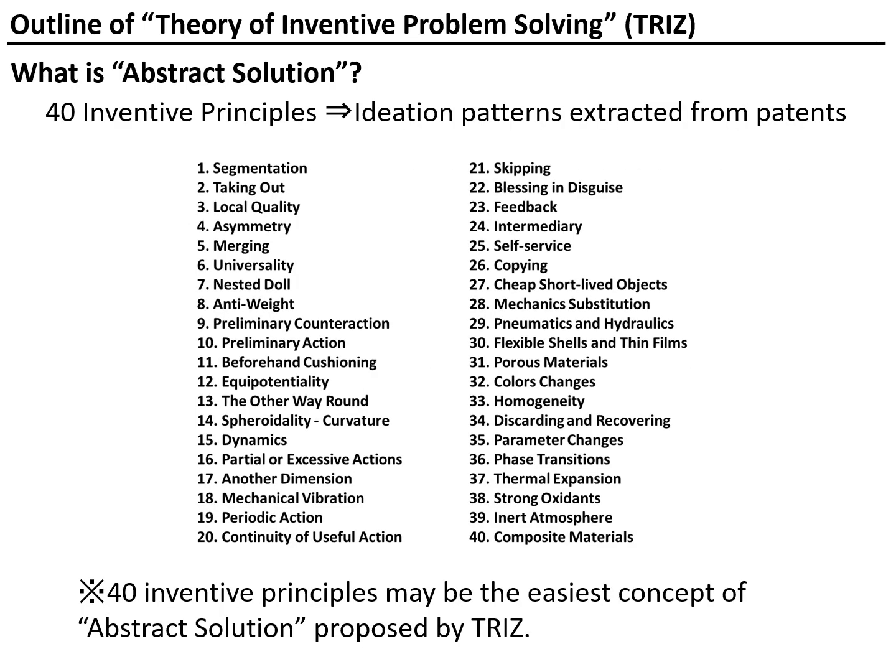Then next is what is abstract solution. I'm going to explain this in detail later, but one of the easiest examples in TRIZ methodology is the 14 inventive principles. These are actually ideation patterns extracted from 250 million patents. Although TRIZ methodology has this kind of abstract solution, the 14 inventive principles may be the easiest concept of abstract solution in TRIZ.